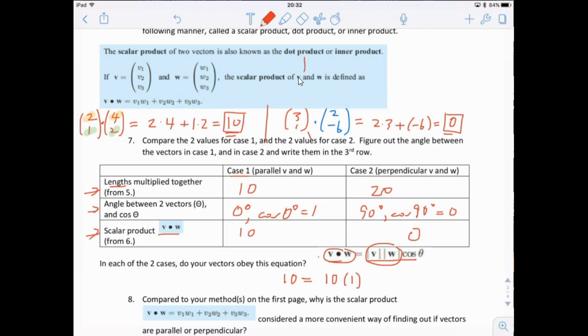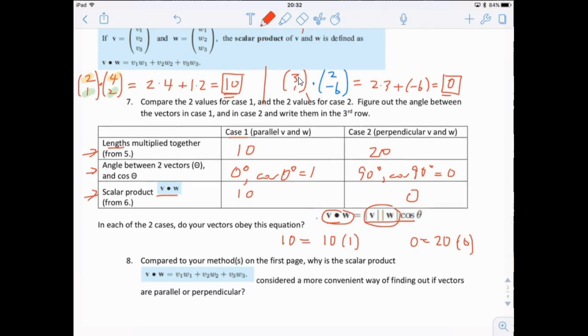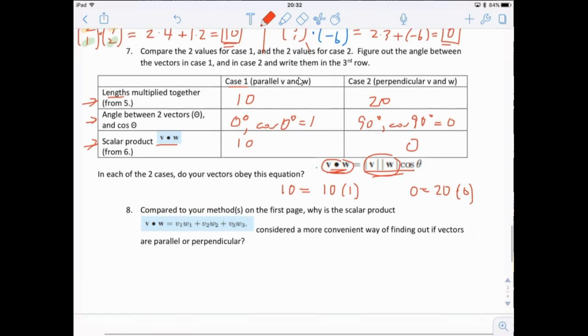It's true. What about for case 2? The third row is equal to the first row times the second row. It's true also. Okay? So actually, this definition of the scalar product, that it's the two magnitudes multiplied together times the cosine of the angle between the two, is true. Okay? All right, moving on to 8.